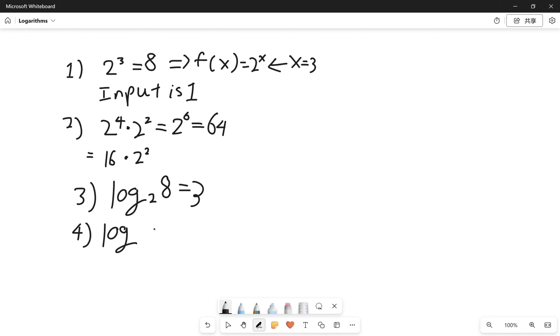Now what about log base 2 of 16 plus log base 2 of 4? Now you can calculate this easily. This is just 4 plus 2, which is 6. But this works also another way. You can combine these and get log base 2 of 64. So you have 16 times 4. That's 6. So why is that?